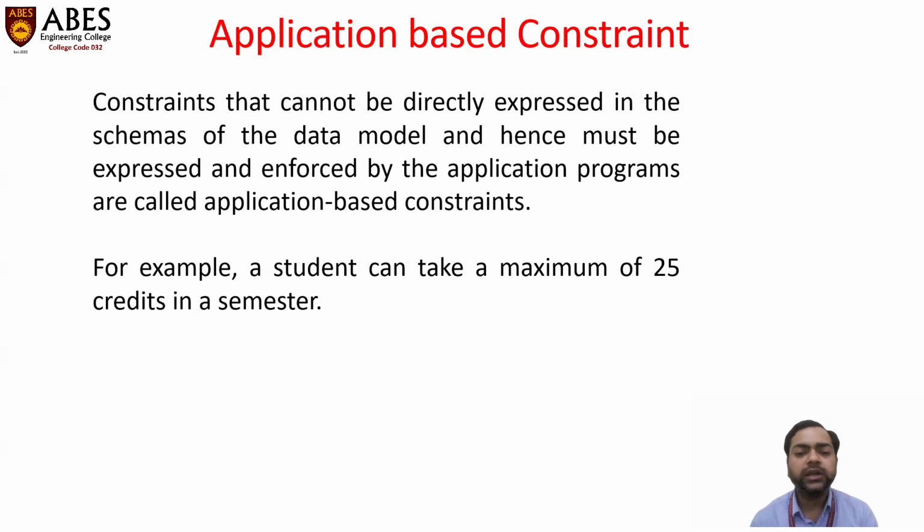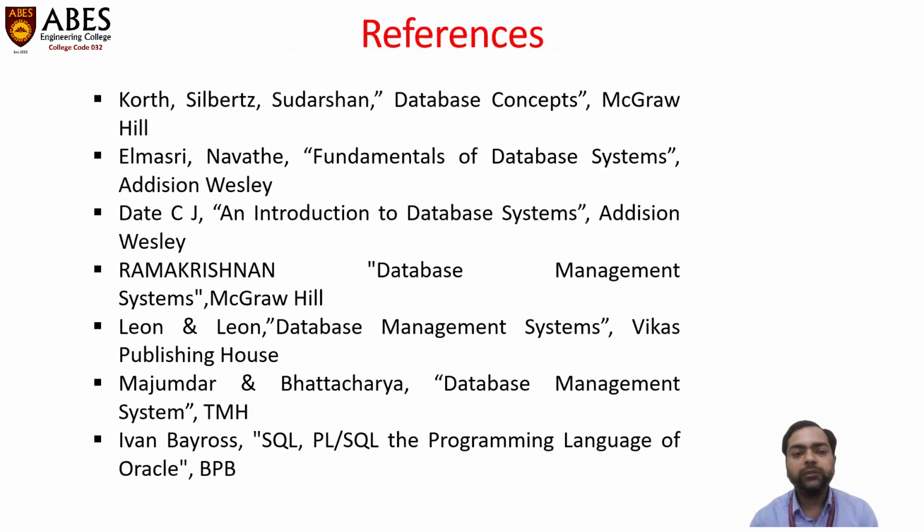For example, a student can take a maximum of 25 credits in a semester. So we use the application programs and specify this constraint while creating a database, right? This kind of constraint is known as an application-based constraint. So this is all about the constraints used in the relational model. These are the references from which the content is taken.